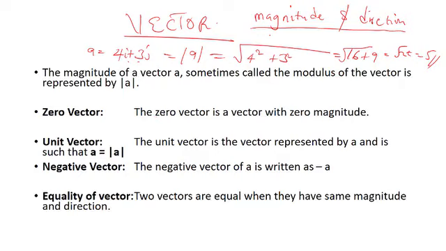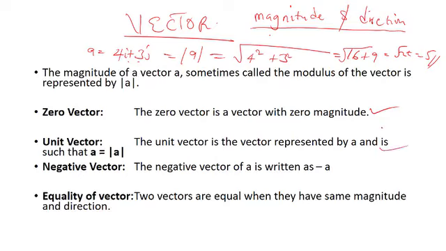Now, what is a zero vector? It is a vector that has zero magnitude. So if after working it out you discover that the magnitude of the vector is the square root of 0, and our answer is 0, then it is referred to as the zero vector. Then what is a unit vector? A unit vector is a vector whose magnitude is 1. So in a case where the magnitude of a vector is equal to 1, then you call such a vector a unit vector.